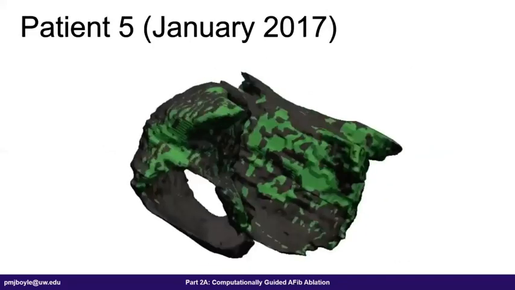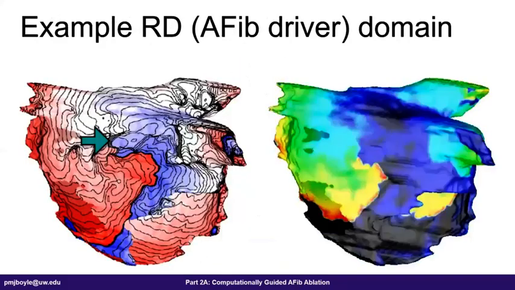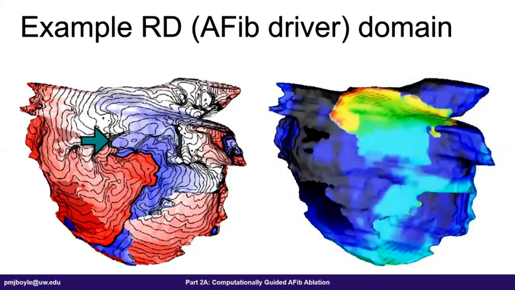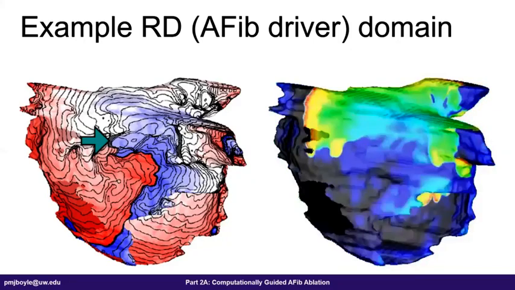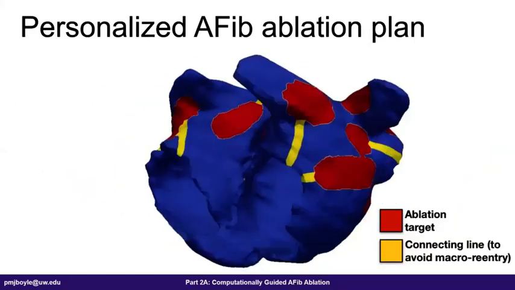And so here's an example. This was our 5th patient. It was in January 2017. The substrate stress test revealed multiple potential targets. Here's an example of one of them in the anterior left atrium. And here's what the clinician sees on the day of the procedure.